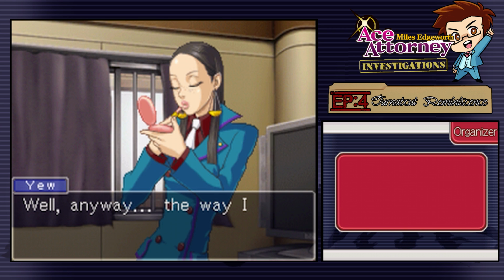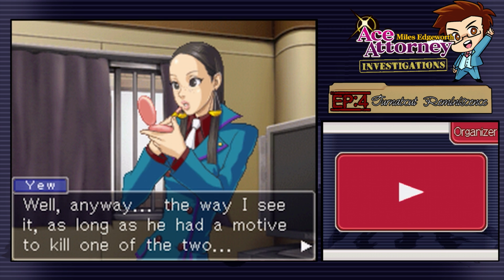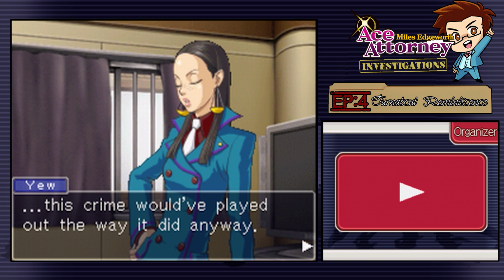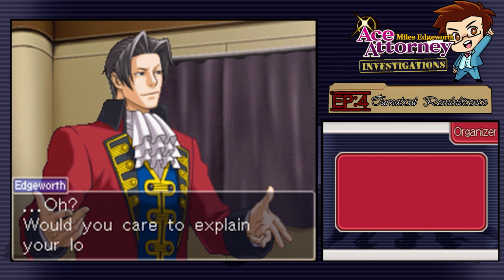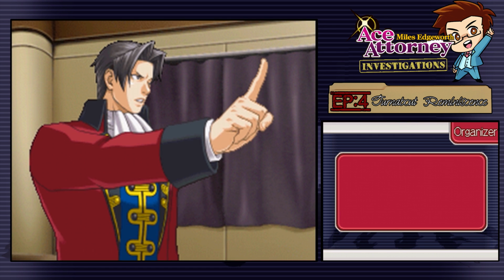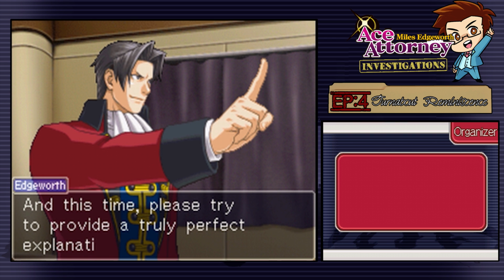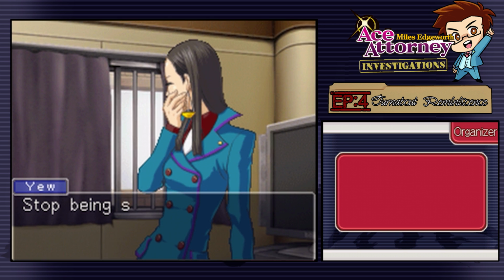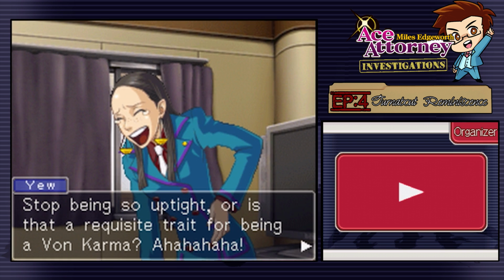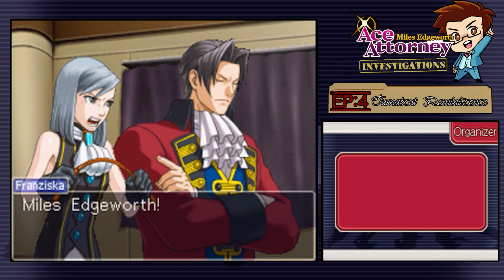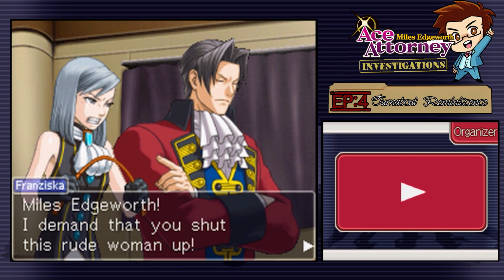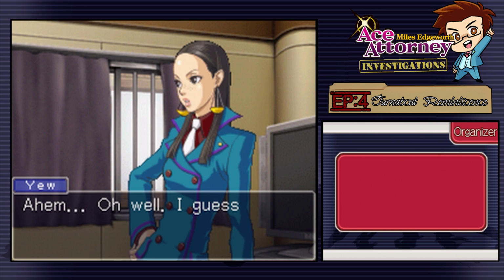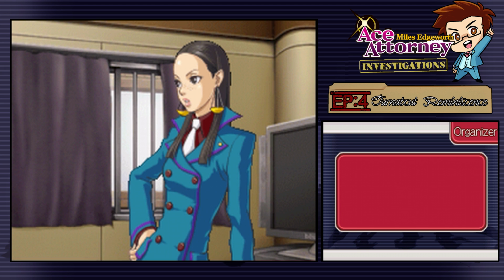Oh, wait. Well, anyway, the way I see it, as long as he had a motive to kill one of the two, this crime would have played out the way it did anyway. Oh? Would you care to explain your logic? And this time, please try to provide a truly perfect explanation. Perfect this, perfect that. Stop being so uptight, or is that a requisite trait for being a Von Karma? Miles Edgeworth, I demand that you shut this rude woman up. I wish you'd both be quiet for just 1 second. Oh well, I guess I'll just have to explain it to you kids.